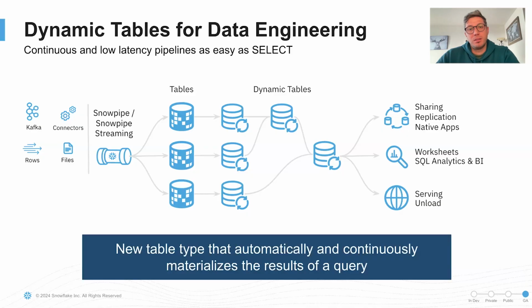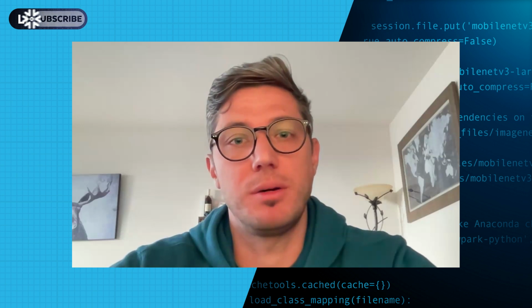Dynamic tables are a new type of table that automatically and continuously materialize a query's result. In other words, they're declarative data pipelines. A typical data engineering setup would ingest data into landing tables via Snowpipe used for batch ingestion or Snowpipe streaming used for row-level ingestion. Note that both internal and external connectors rely on these ingestion methods. Dynamic tables then transform the data to make it suitable for consumption by native applications, AI models, BI tools, and other serving layers.